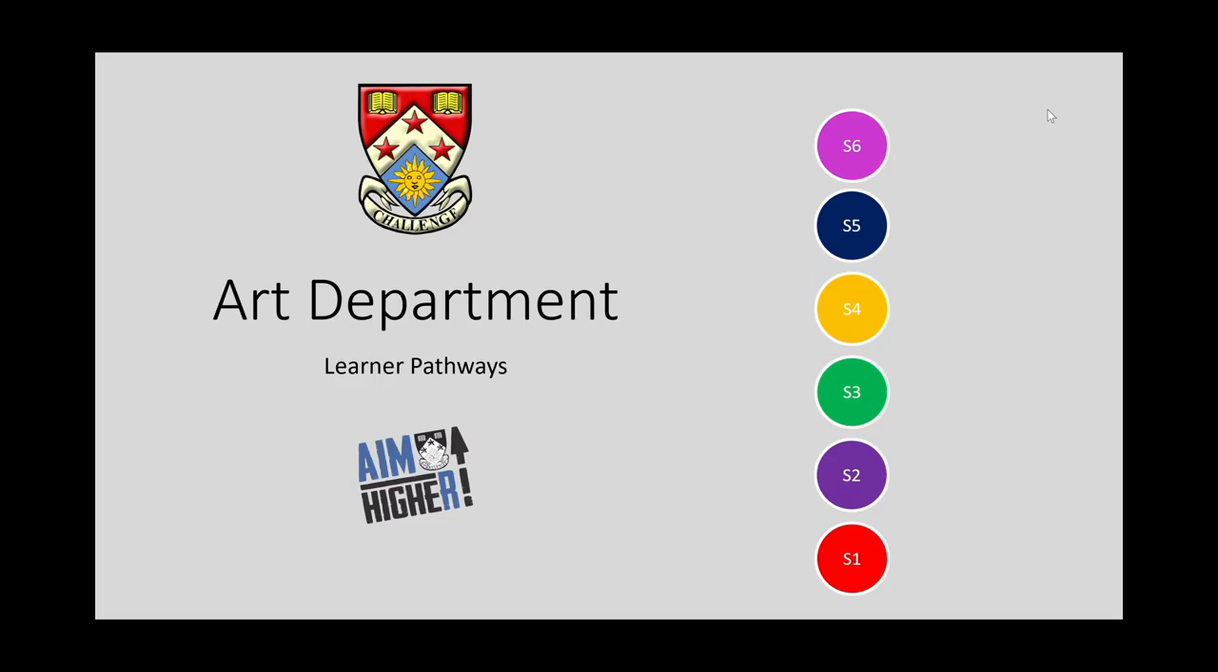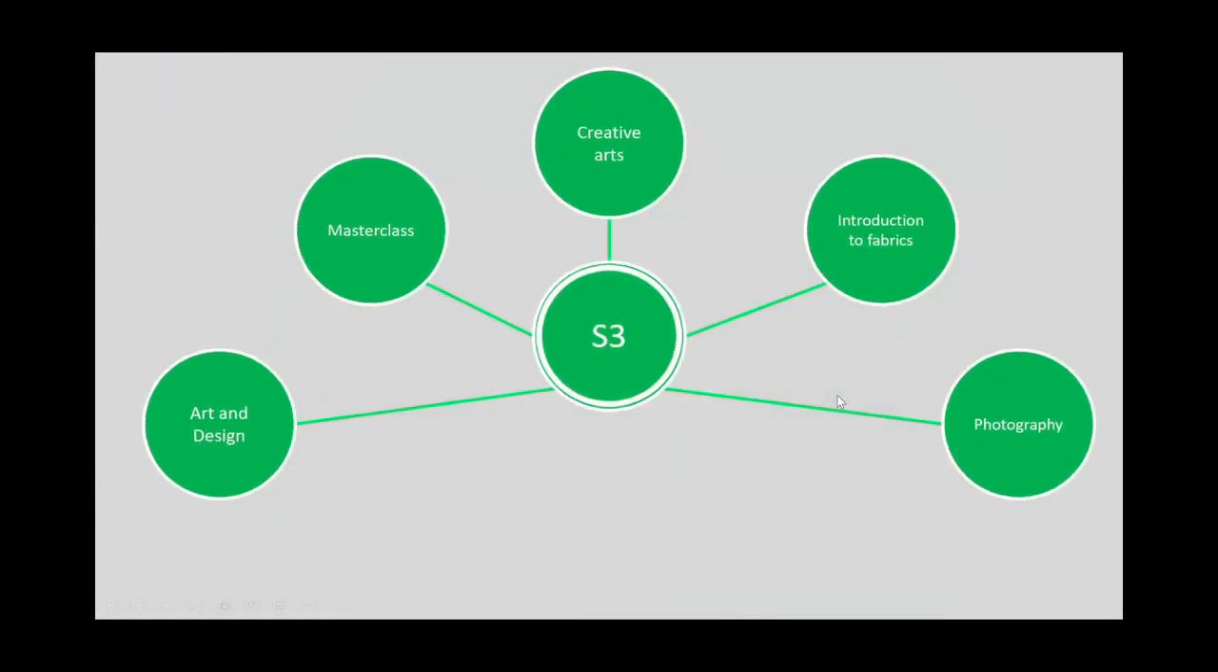In this short video, I'm going to explain the options that you can pick in S3, continuing on from S1 and S2 and all the knowledge and skills that you've built up within the art department. So within S3, you get the options of either specialising or still getting a wide spread of all the different things that are offered within the art department.